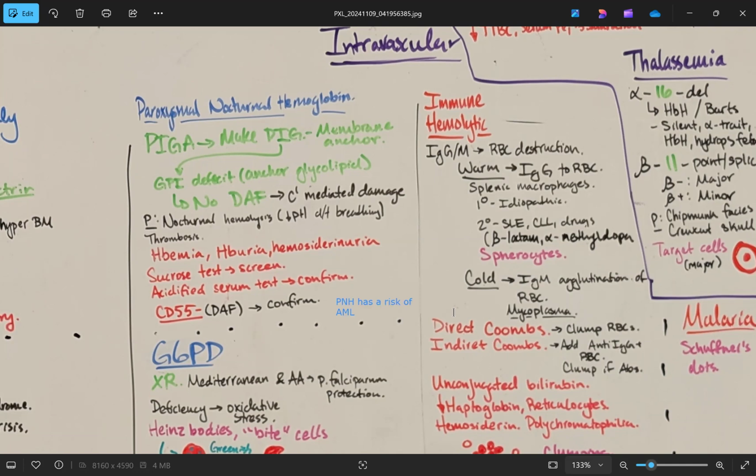Something that's important to note is that DAF is also known as CD55, and you can test for that to confirm if it's not on your red blood cells. Next we'll talk about your G6PD, or sorry.